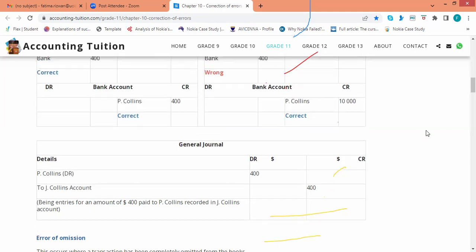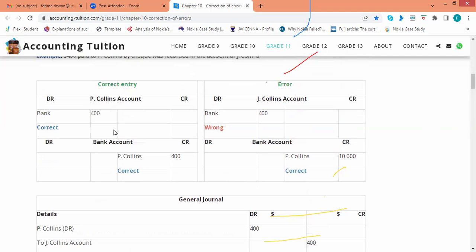Over here, in error entry and correct entry, these two are the T accounts. Please ask me if you have any confusion. I hope it's clear. These are not the journal entries, beta. This is the T account. Any confusion? No, ma'am. Understood?